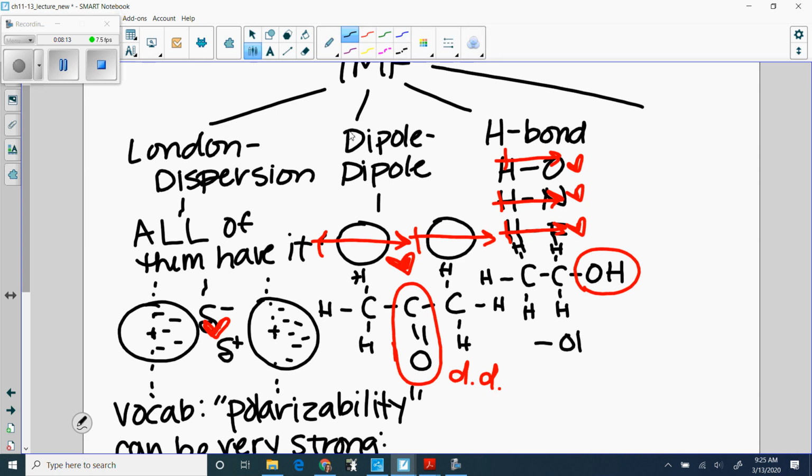Remember, hydroxides have the -ol name: propanol, ethanol, butanol. Those are the hydroxides. Those are the H bonds.